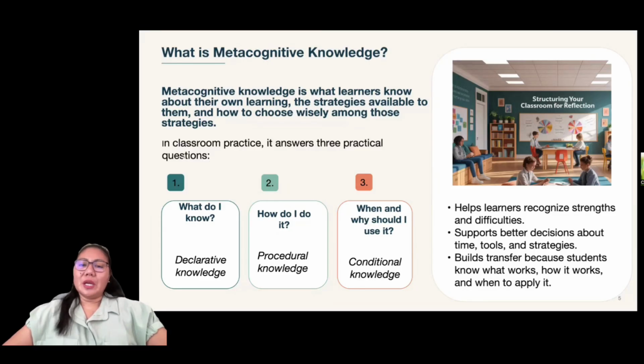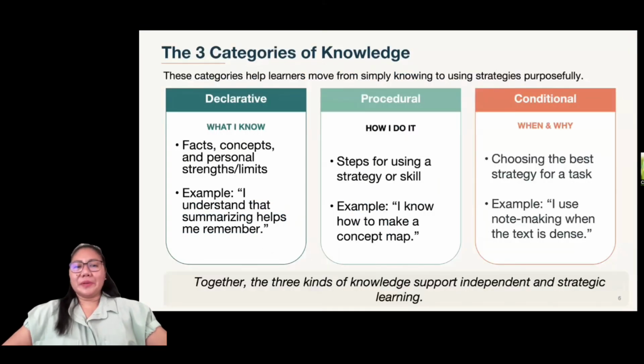Conditional knowledge. Helps learners recognize strengths and difficulties. Supports better decisions about time, tools, and strategies. Builds transfer because students know what works, how it works, and when to apply it. The 3 categories of knowledge. These categories help learners move from simply knowing to using strategies purposefully.